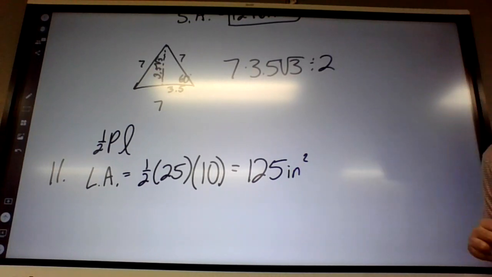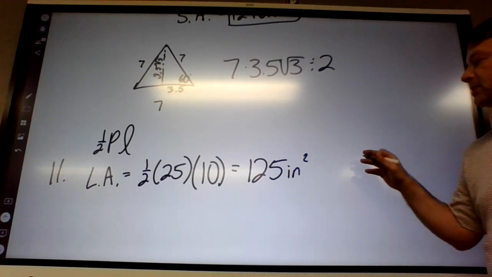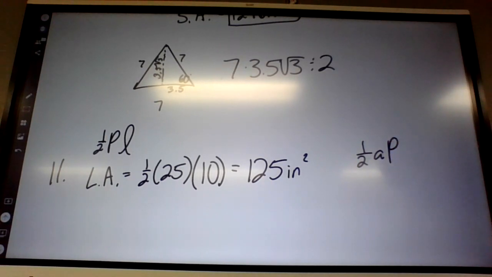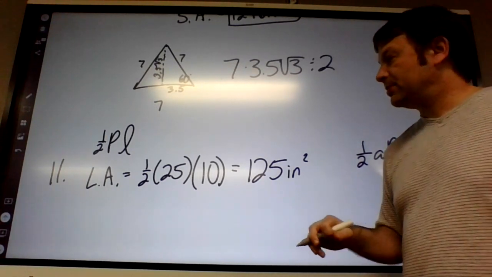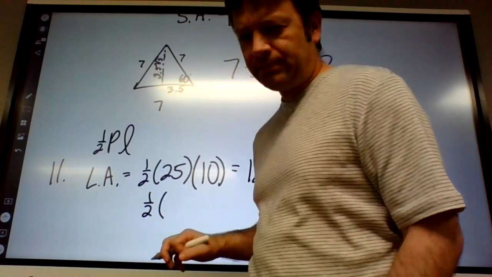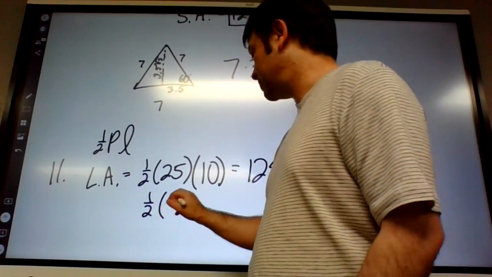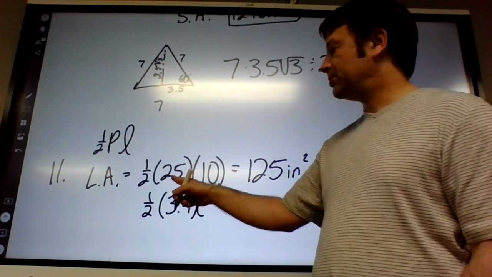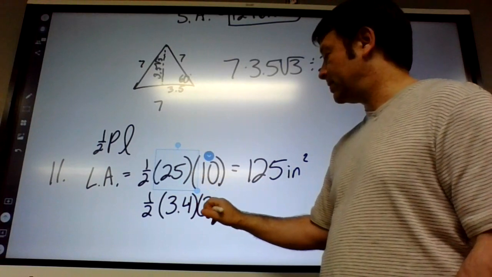Now how do we find the area of the base? Do 1/2 times apothem times perimeter. There you go. 1/2 apothem perimeter gives us all those areas, right? So, 1/2, what's the apothem? 3.4. And what was the perimeter? 25. We used it on the other thing.